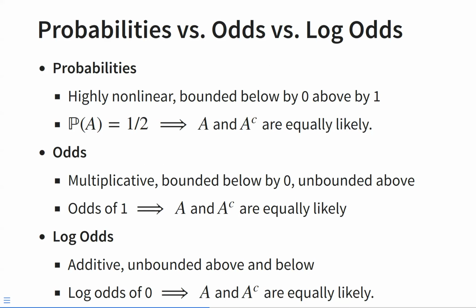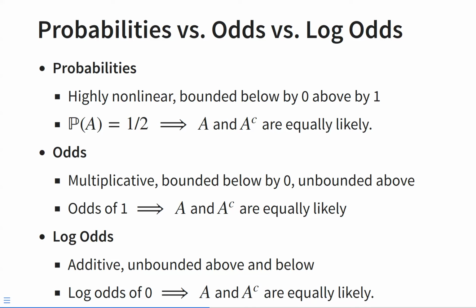All right, so let's talk about the first couple of these. Probabilities versus odds versus log odds. Probabilities are highly nonlinear. They are bounded below by 0 and above by 1. And as you well know, a probability of a half means that an event is just as likely to occur as it is to not occur. What about odds? Well, we've said it before, odds are multiplicative.